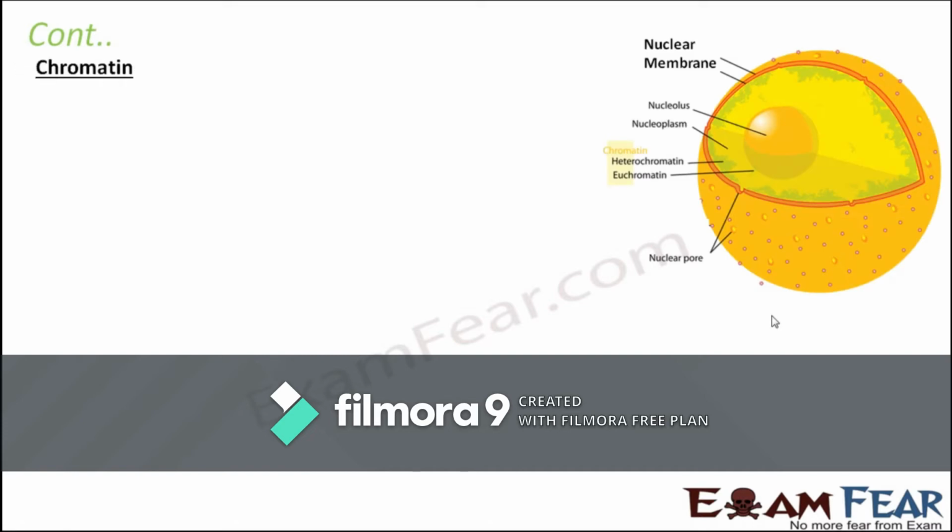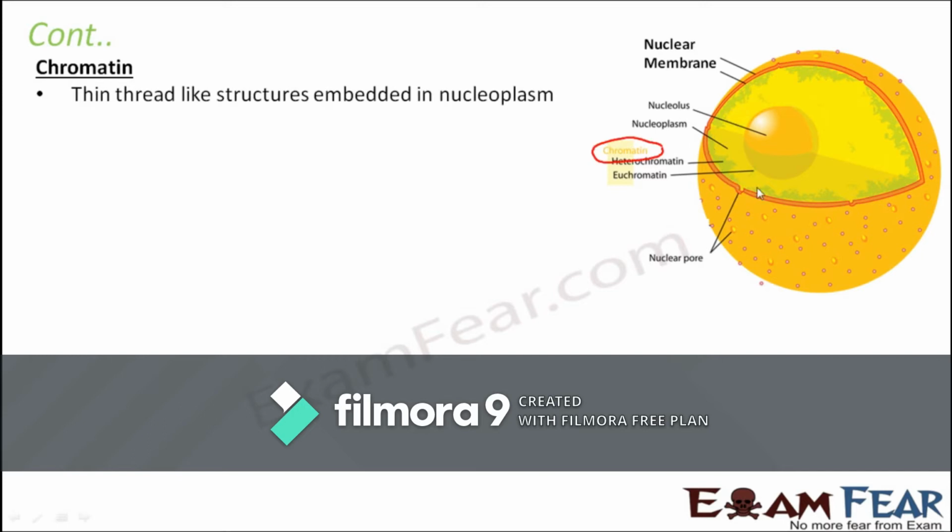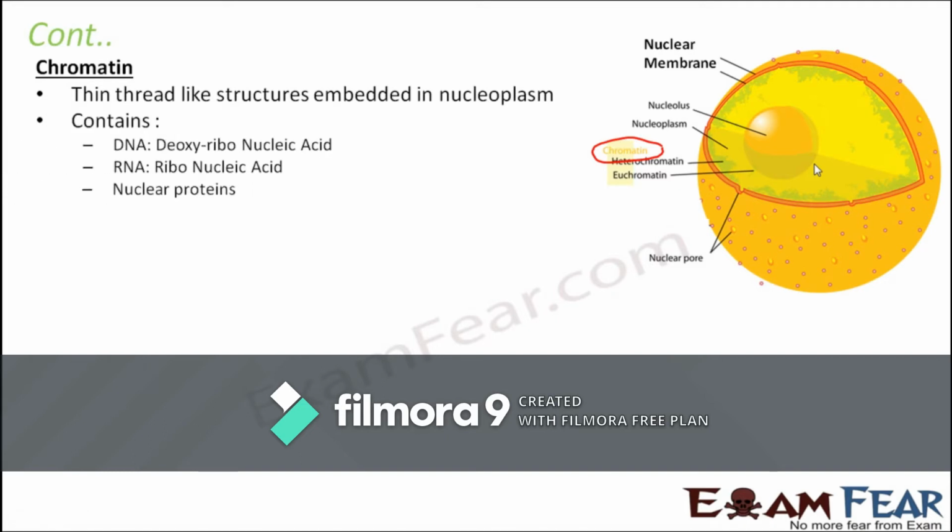Then the next part is the chromatin. Chromatins are nothing but thin thread-like structures which are embedded in the nucleoplasm. As you can see here, these are the chromatin, the green thread-like structures. Now chromatin, again, they are of two types. One is euchromatin and the other one is heterochromatin.